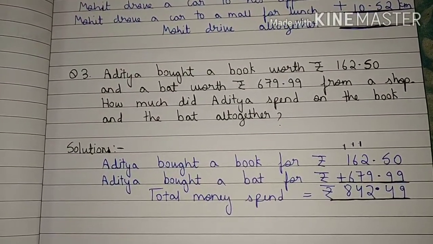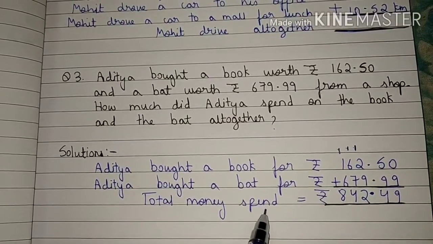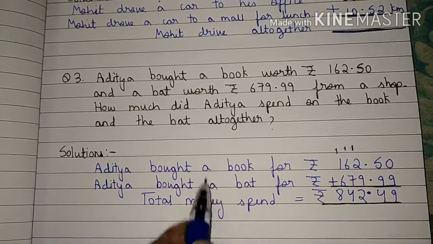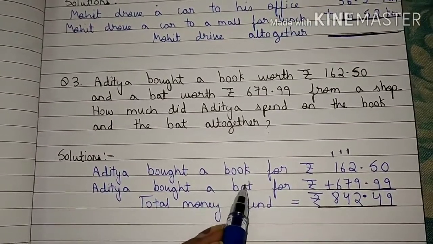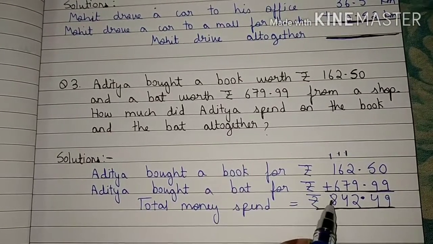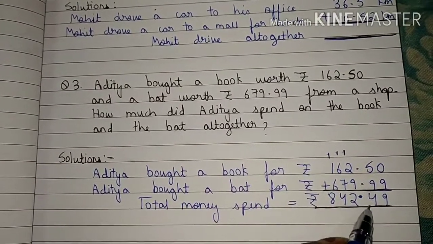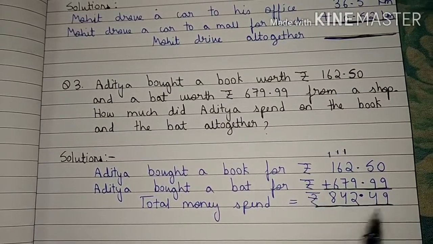So students, total money spent by Adit on purchasing the book and the bat is rupees 842.49. Students, this is your answer.